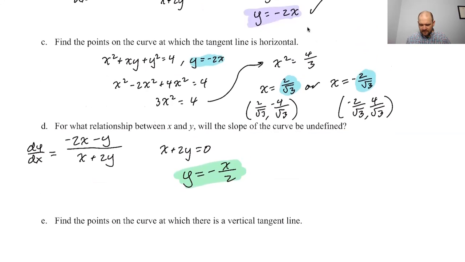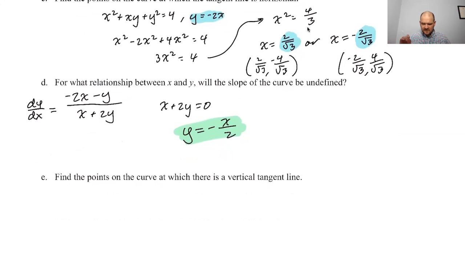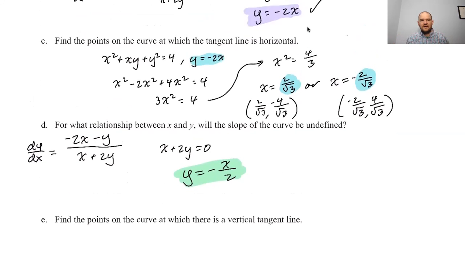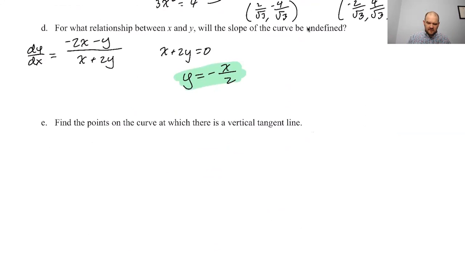That's basically why. All right, so now find all points on the curve at which the tangent line is vertical. So, points on the curve where the tangent line is vertical. This is actually basically the same problem. Now, there's a choice, right? I'm going to use x squared plus xy plus y squared equals 4. That's one of my equations.